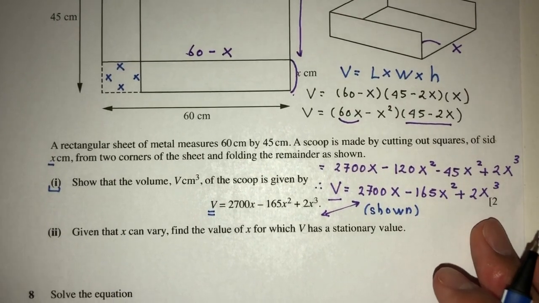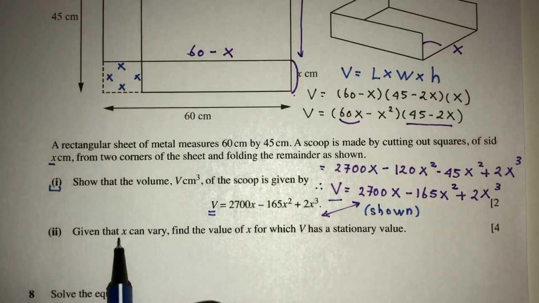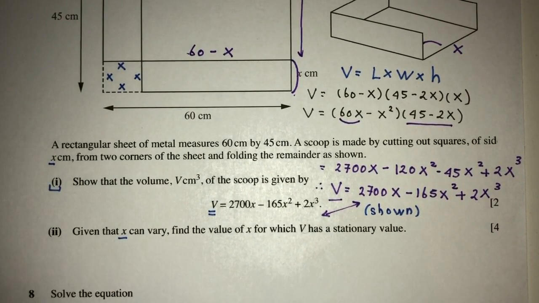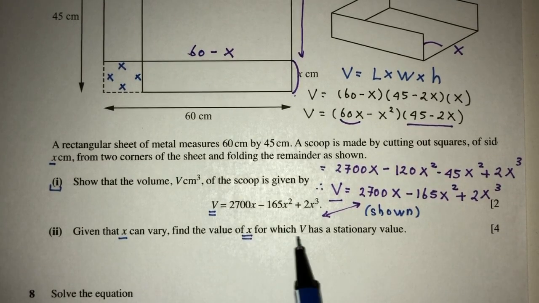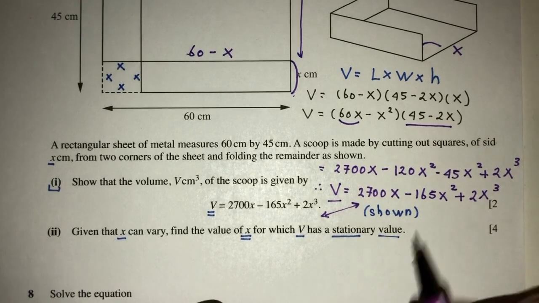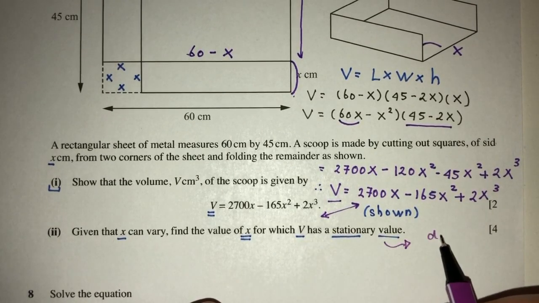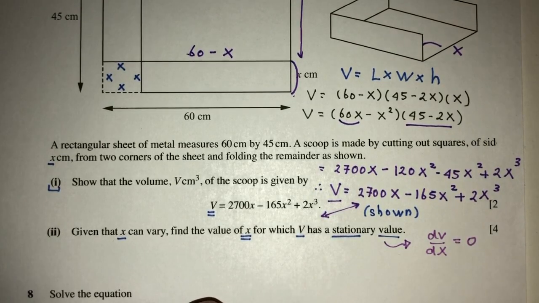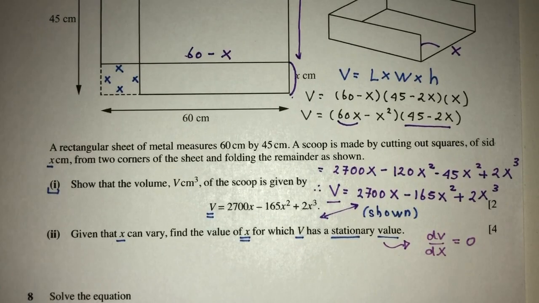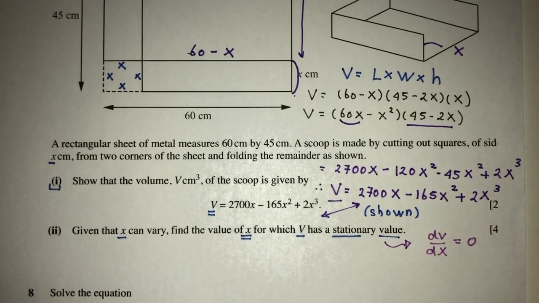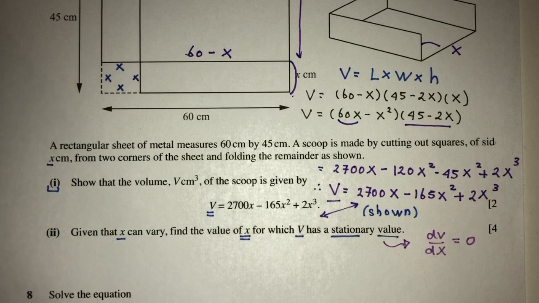Now for part 2, given that x can vary, so x can change, we have to find the value of x at which V has a stationary value. Whenever you see the words stationary value, you have to think about differentiation. So dV by dx has to be 0. Whenever you see this, you have to know this is what they mean. So let's find dV by dx.